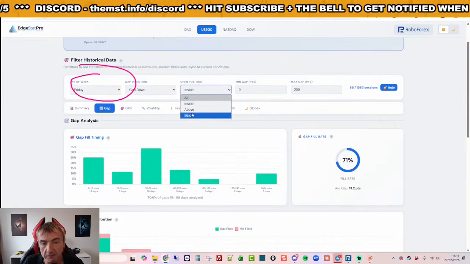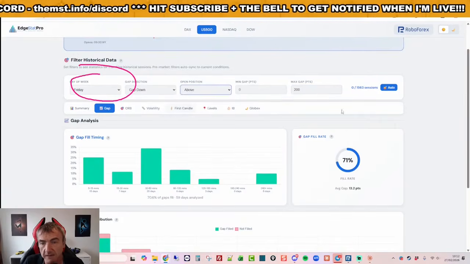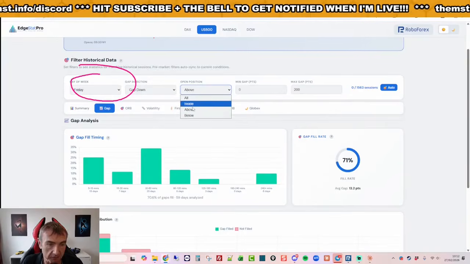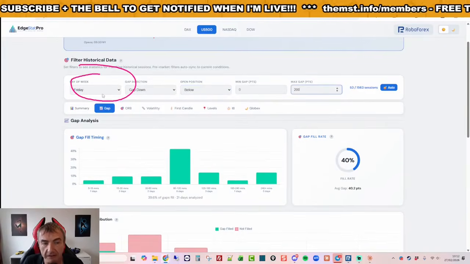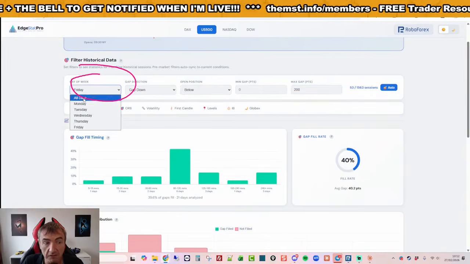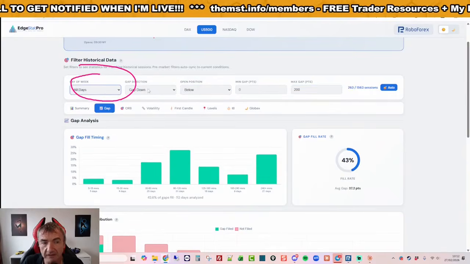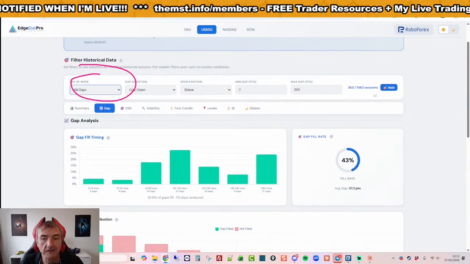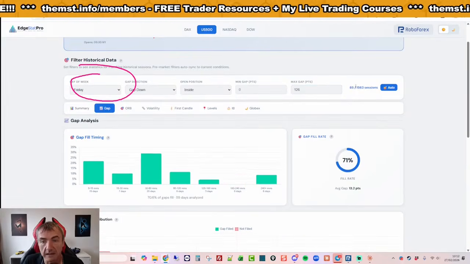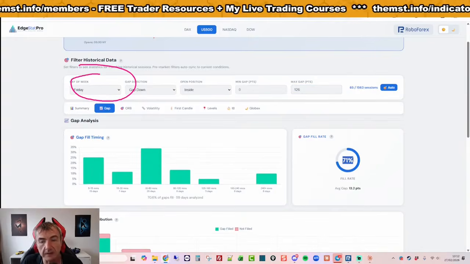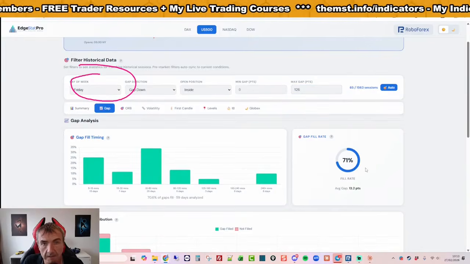So if I just say we open, let's say we open above. You can't gap down and open above, obviously. Gap down and open below. Now you've got 53 days where that's happened on a Friday. So you could say, I don't worry about days, I just want to know about the gaps and the sizes of the gaps. So these will all change dynamically. It's the whole point of it.